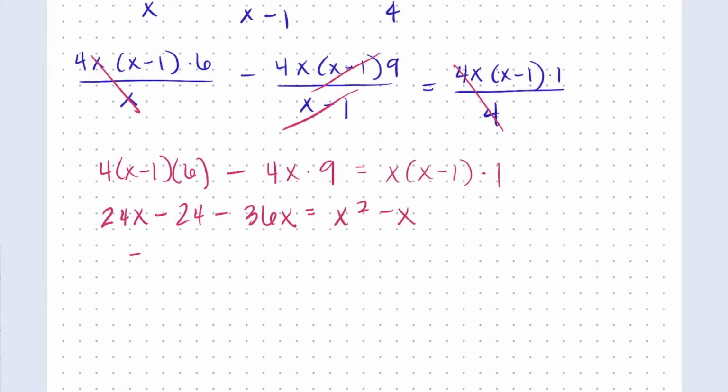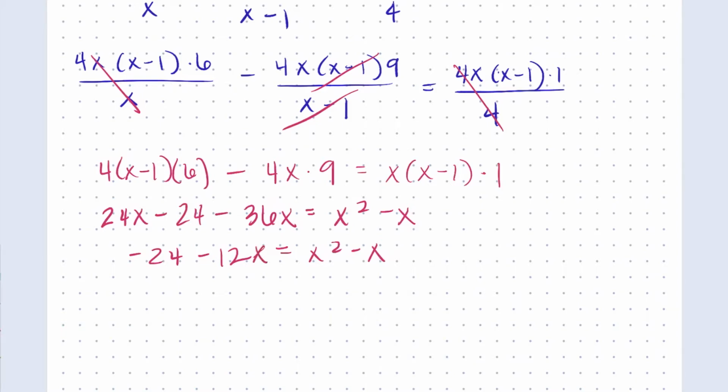So first we'll combine like terms, and we'll get negative 24 minus 12x equals x squared minus x. I'll add 12x to both sides, add 24 to both sides.